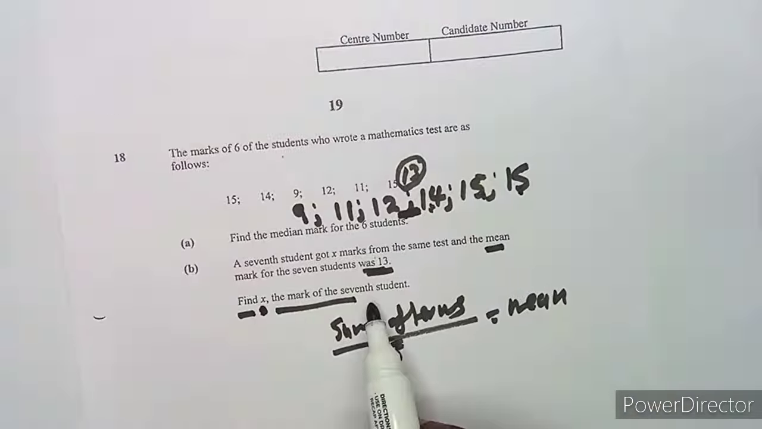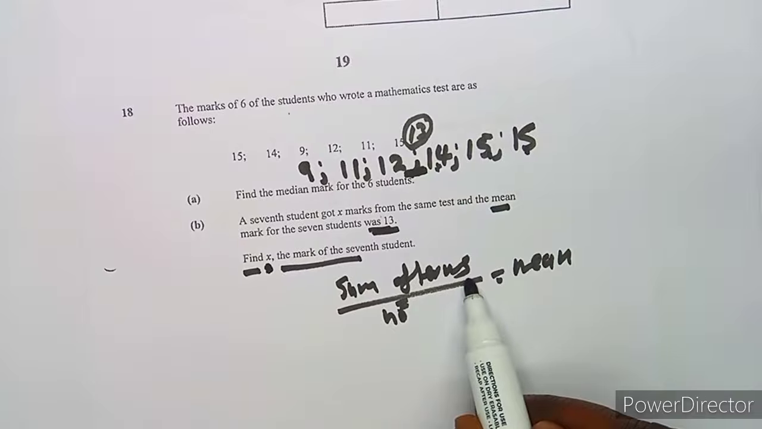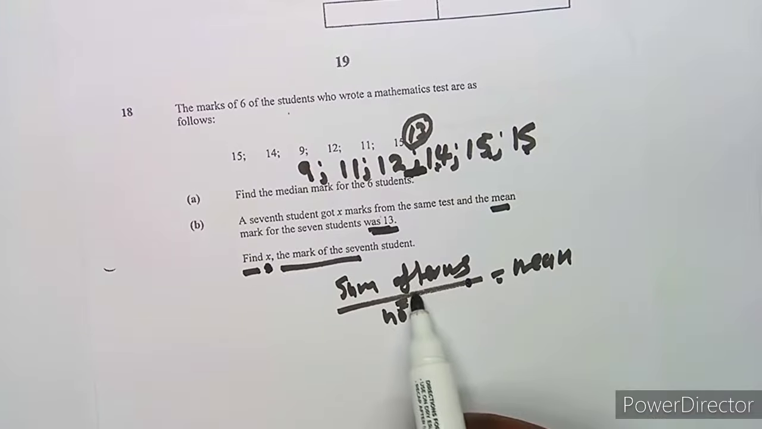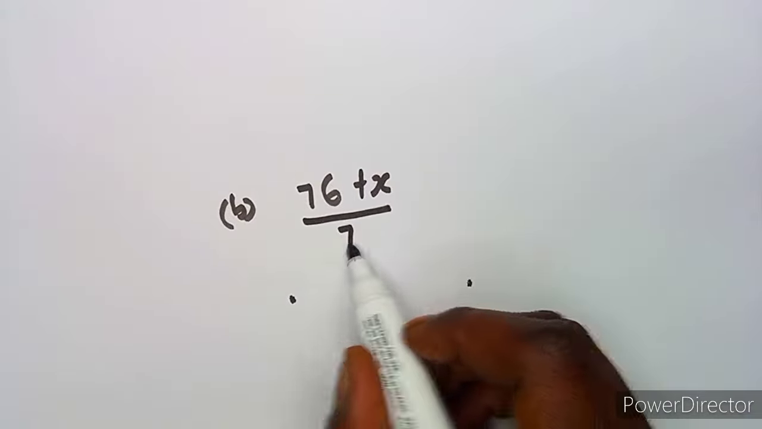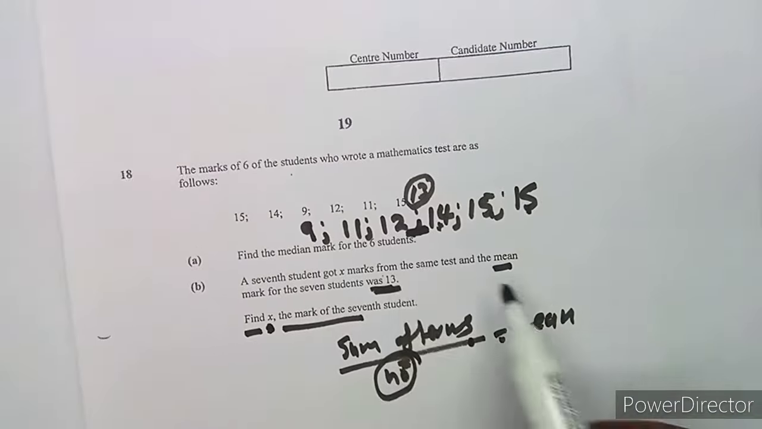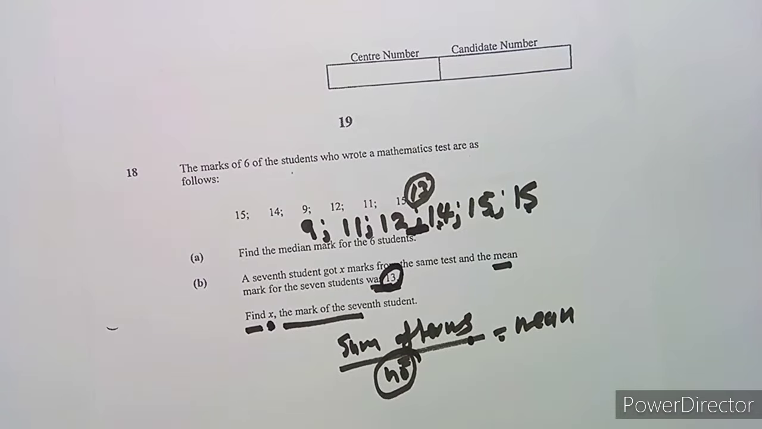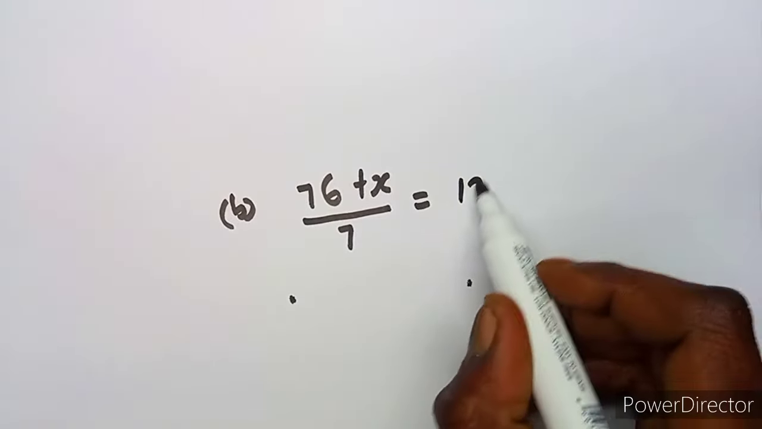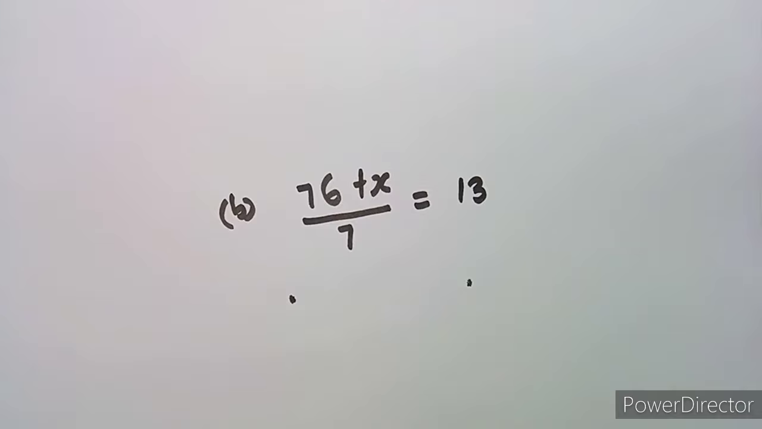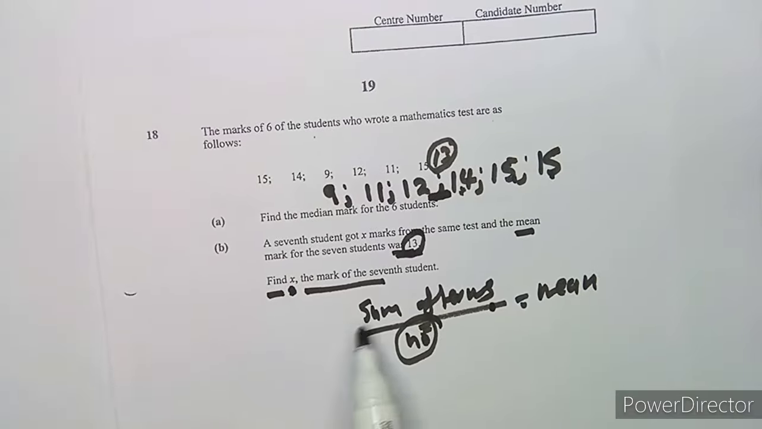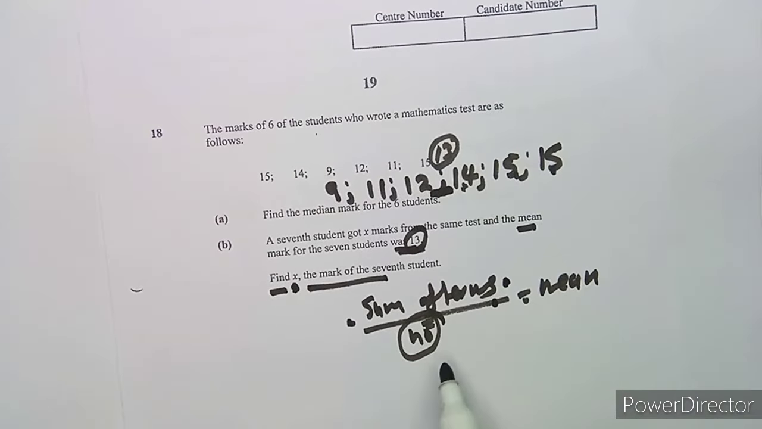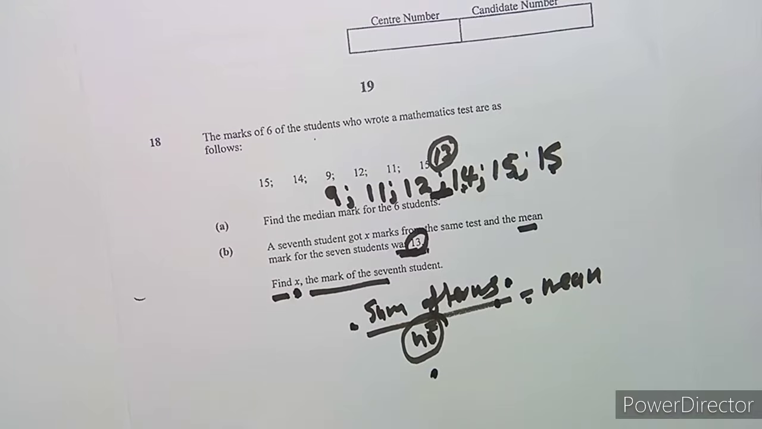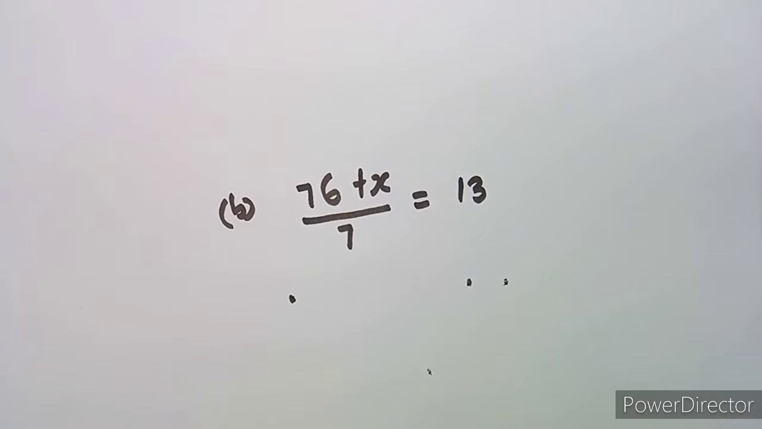Which means we are now talking of a total of 7 learners, which is the sum of those 7 learners over the number of learners. Our main learners are now 7, and they must give us the new mean, which is the mean of 13. So it's like you have formulated an equation from the formula of mean, where we said mean is sum of terms over number of terms. So we have formulated an equation, so you can solve this.